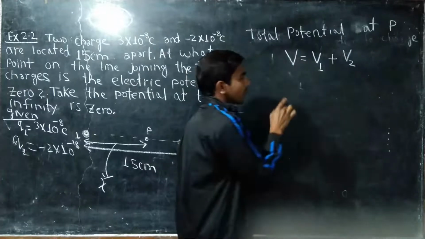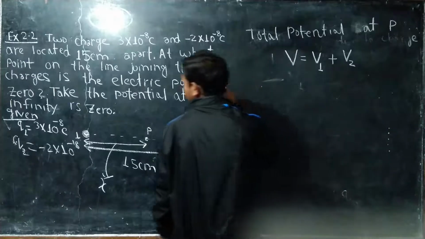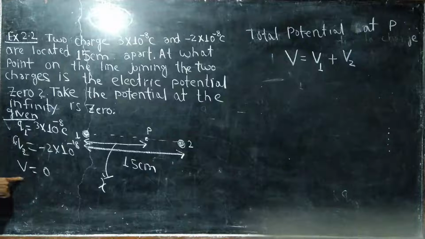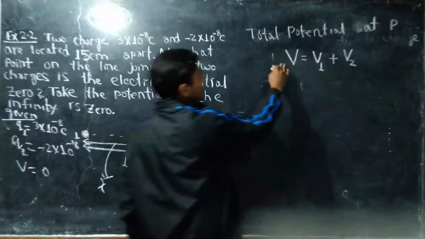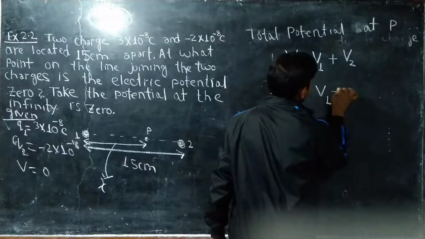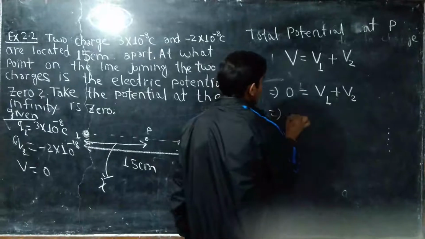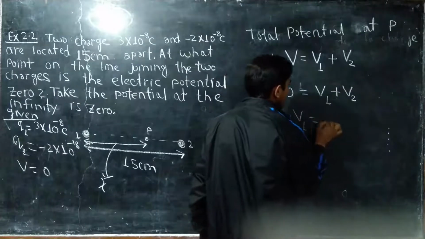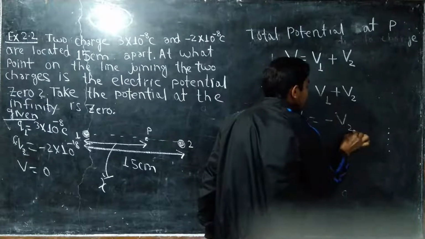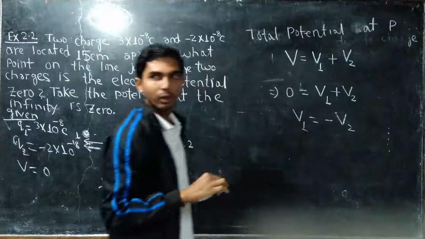And in the question it is given that potential at P is 0, V is equal to 0, so this value is 0. That means V1 plus V2 is equal to 0, right? So further we can write V1 is equal to minus of V2, right?